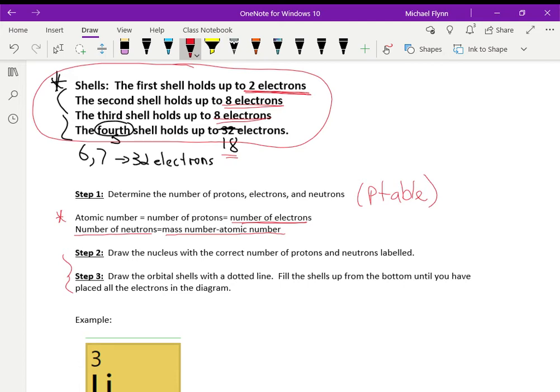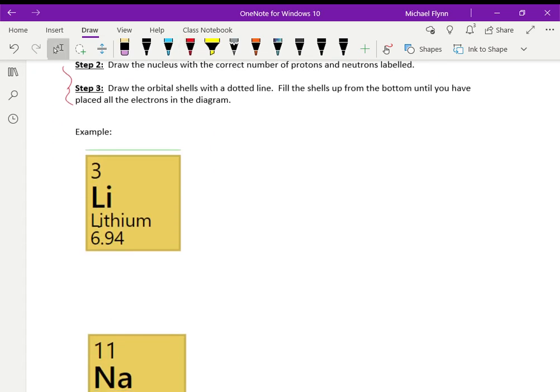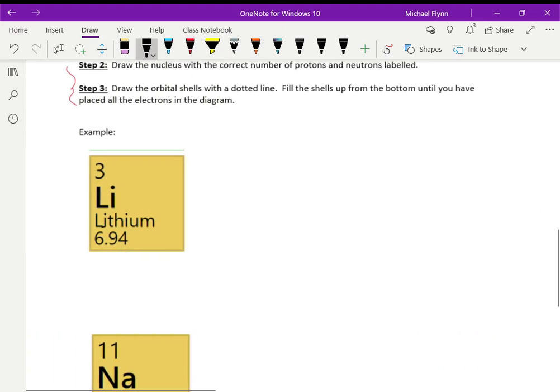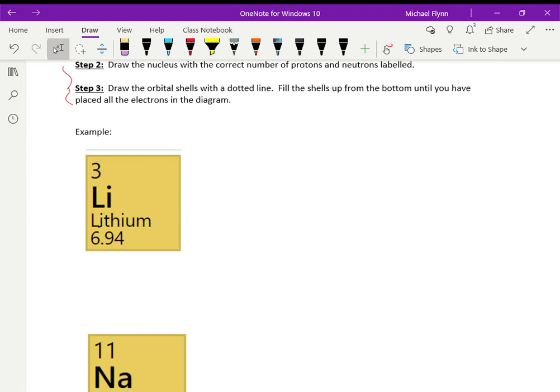Usually there's a method to this. I like to put them in pairs because they do pair up. So let's go ahead and do some examples. All right, let's start with lithium. I'm going to do lithium for you, and then I have 2 for you to do for homework. I'm going to let you do fluorine and chlorine, but I'm going to do lithium and sodium.